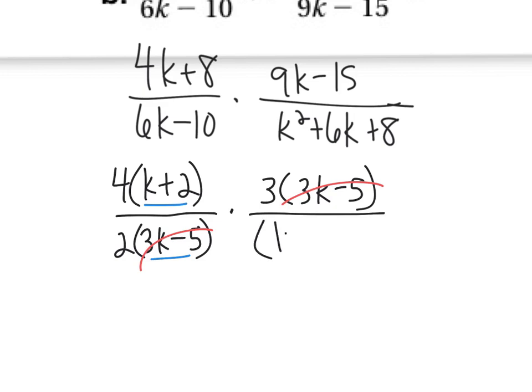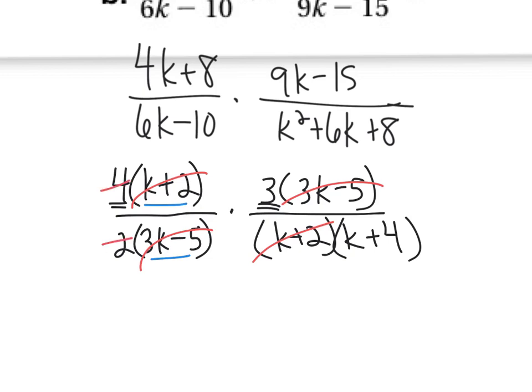So in the denominator, we could factor k plus 2 times k plus 4. And k plus 2 we had, so we can cancel those out. And then if you look at what's left in the numerator, we have 4 times 3. Oh, the numbers we can reduce as well.